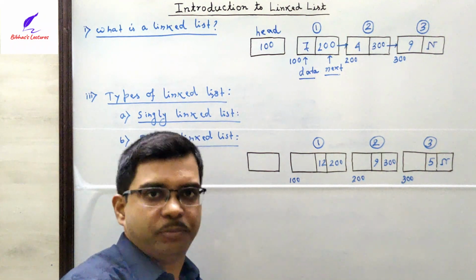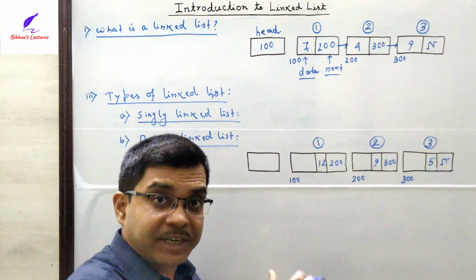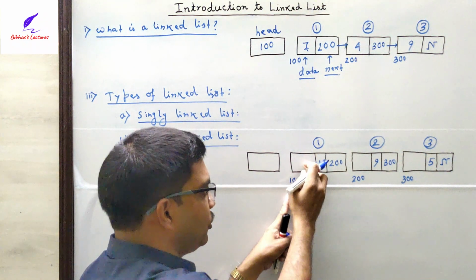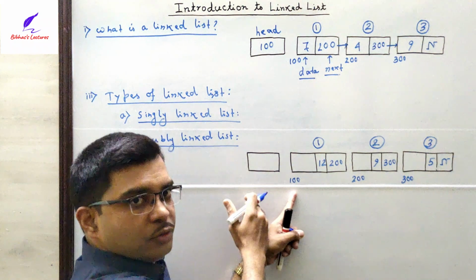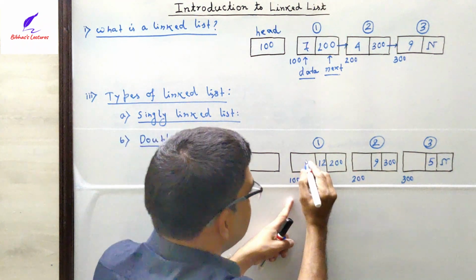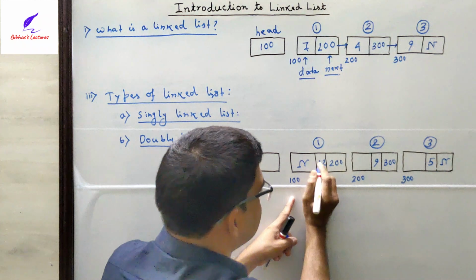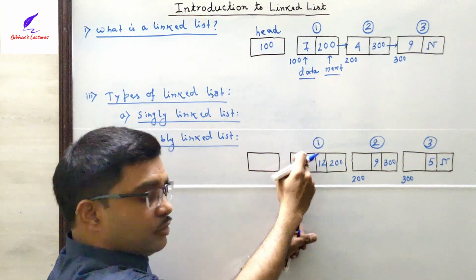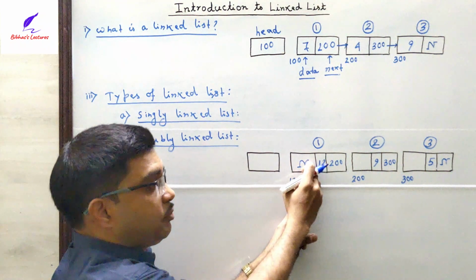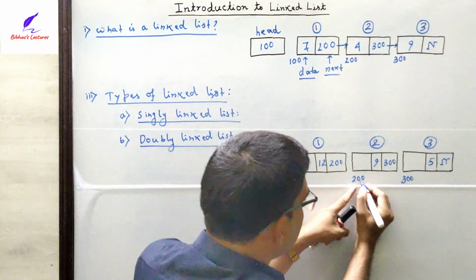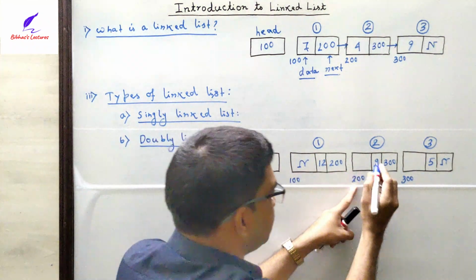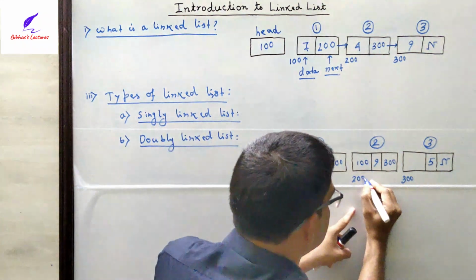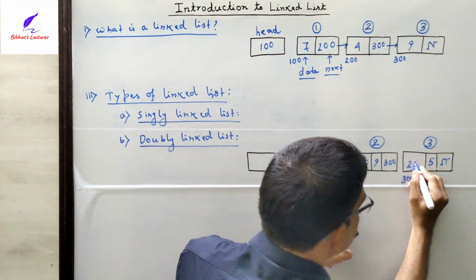The previous part is also a pointer, and it will contain the address of the previous node. So you check that 100 is the first node, so no previous node is there before 100. So the 100 previous node address is null, that means it is the first node. Now 200's previous node is 100, so its previous part will contain 100, and 300's previous node is 200. So 300's previous part will contain 200.